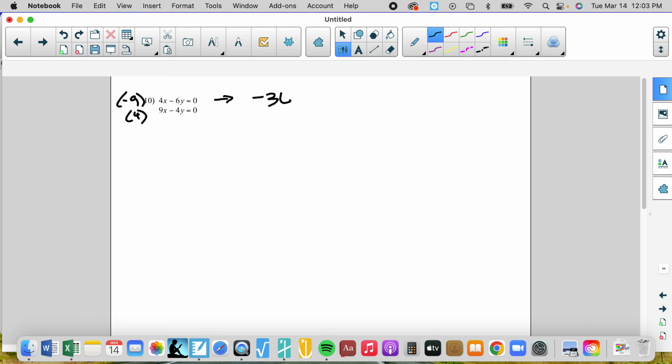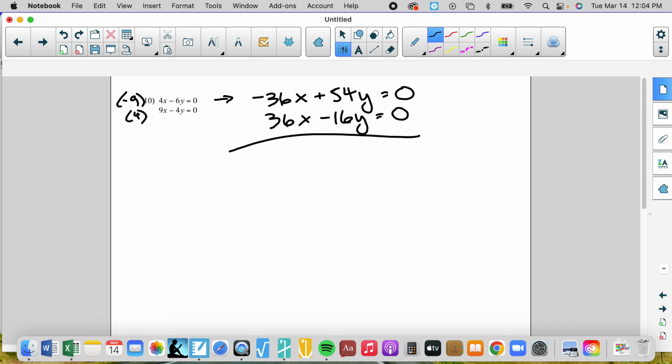That gives me negative 36x plus 54y equals 0. And the bottom gives me positive 36x minus 16y equals 0. My x's cancel out. That leaves me with positive 38y equals 0. And make sure that that's 38, 12, 14, yep. Divide by 38, divide by 38, y equals 0.